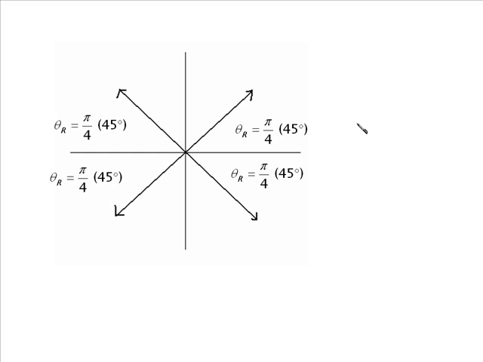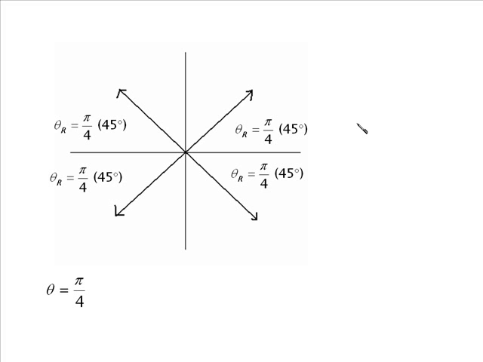And then I'm going to get the 4 answers in rads. Now the quadrant 1 solution is just going to be 45 degrees, or pi over 4. But in quadrant 2, it's a little more work. So there's our pi over 4 in quadrant 1.